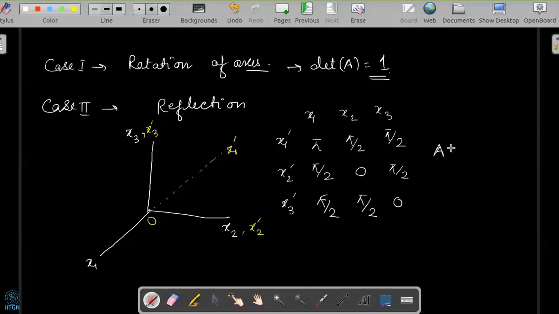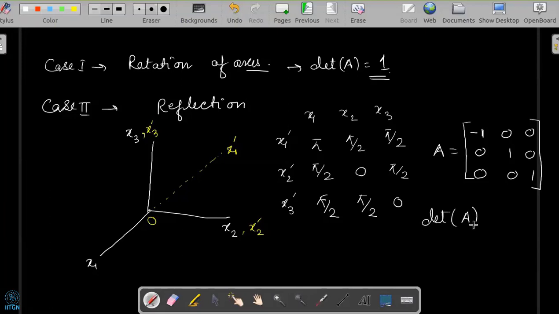And now let's say the transformation matrix, the cosine of this, we will get -1, 0, 0, 0, 1, 0, 0, 0, 1. Now let's determine the determinant of A here, and tell me what is the value of this. -1. Okay. So you got the determinant as -1.